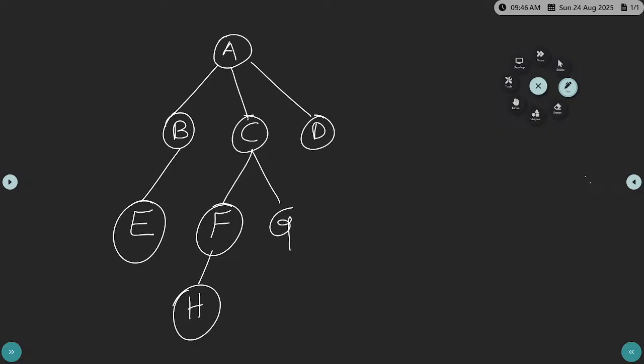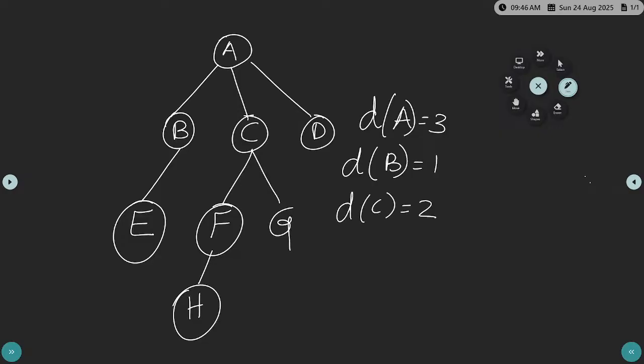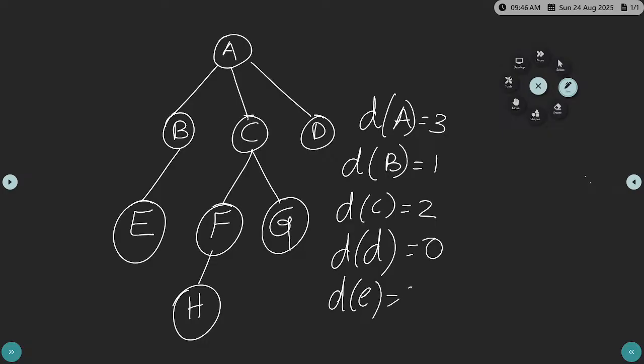What is the degree of A? 3, because it has 3 children. Right? Write down. Degree of node A is 3. Degree of node B? Only 1. Degree of C? 2. It is 2. Write down degree of D? 0. There is no child here. And E is 0. F is 1. G is 0. And H is 0.